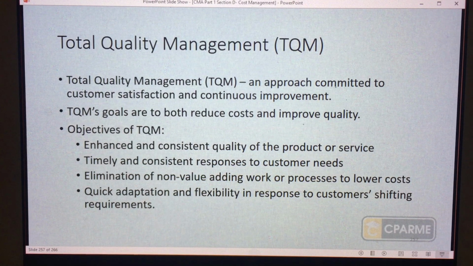your customers. Part of your TQM is likewise the elimination again of your non-value adding work or processes para mapababa mo ang cost. One of the goals of your TQM is also to respond or adapt, to be flexible doon sa shifting na preferences or requirements of your customers.